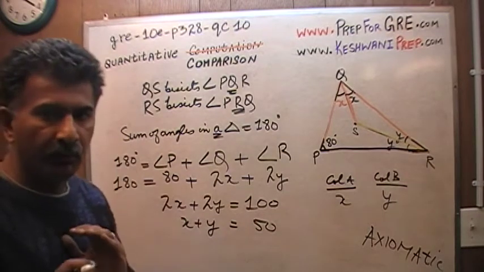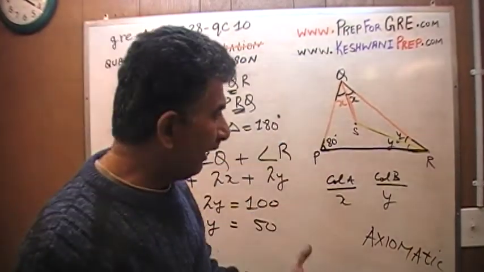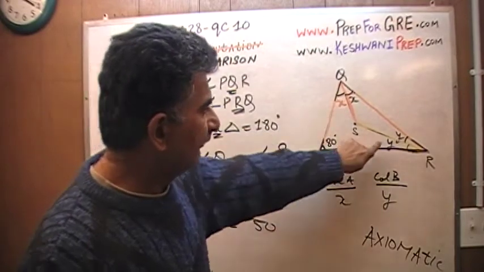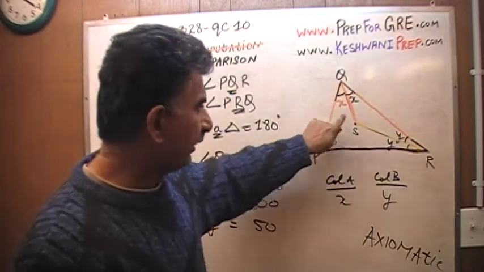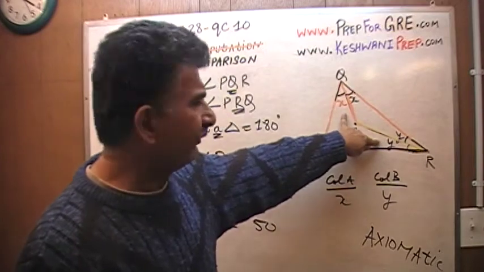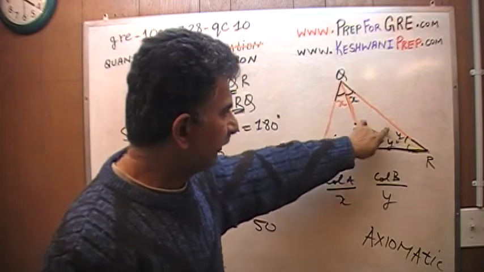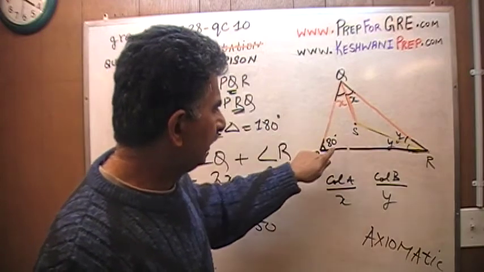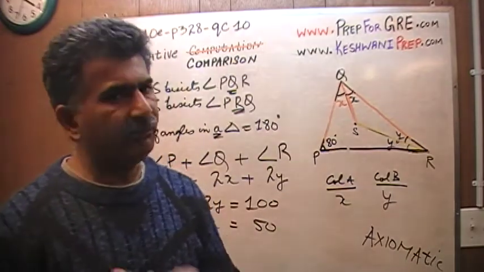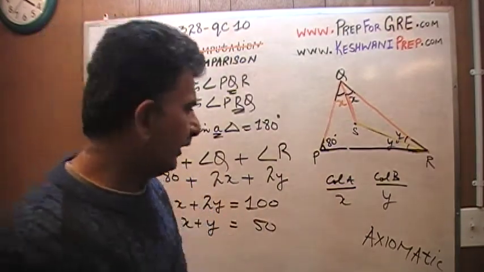We do not know. All we know is that x and y, whatever they are, have to add up to 50, because this x and this y, this pair, would make 50. Similarly, this x and this y, this pair, would make 50. So 50 plus 50 is 100, plus the 80, that's your 180. And that's all we can say, but we cannot say anything at all about x and y individually. Therefore, the answer is D.